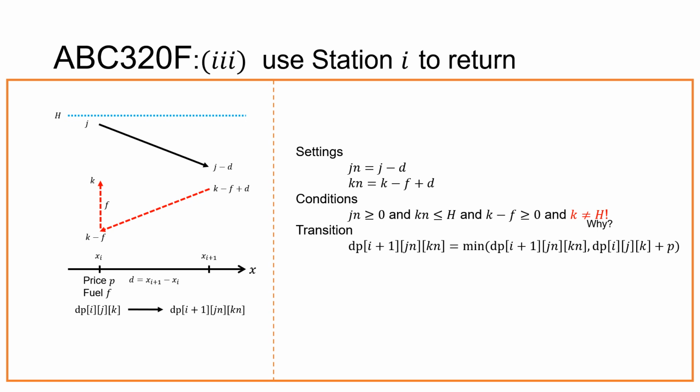The third case is to use station i for the way to return. The outline is the same as before. The fuel to return decreases by f at first and increases by d. So we should not forget to check k minus f is greater than or equal to 0. Then this case seems to be done. However, this is good only where k is not equal to h.